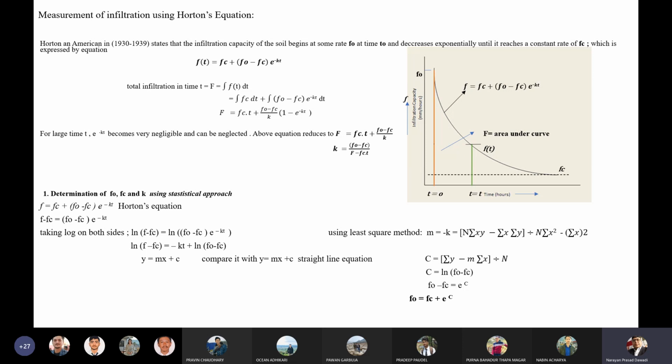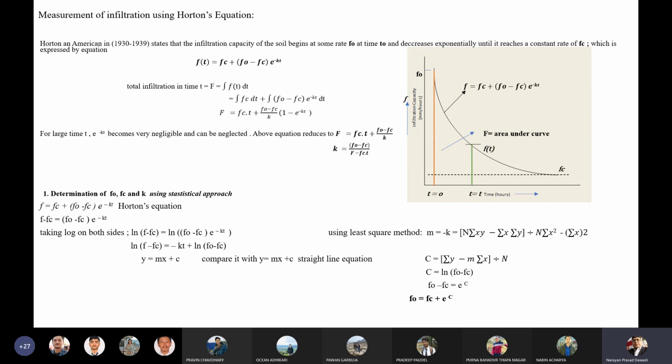And when the duration of the rainfall is long, then the rate of infiltration will decrease exponentially, and is given by the equation f is equal to fc plus (f0 minus fc) e power minus kt. This is the Horton's equation for the infiltration capacity of the soil.